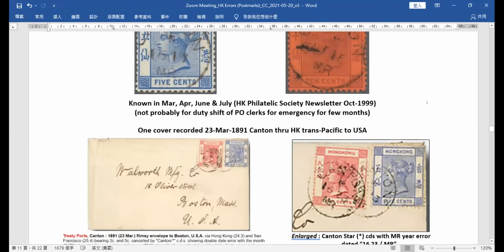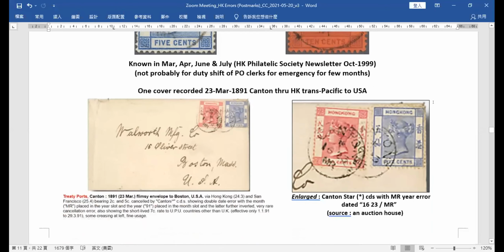Recorded on cover. I took the picture from the auction catalog and then show in that way. The auction house is in Asia. For sure, it should be in the year 1891, because on this cover there was transit backstamp and arrival backstamp, 91.